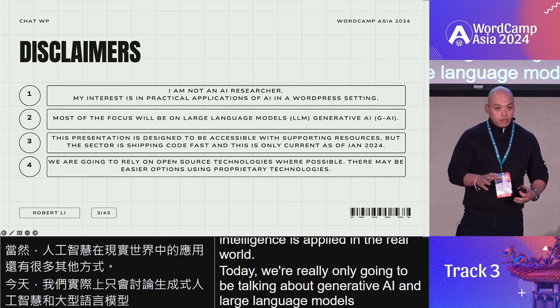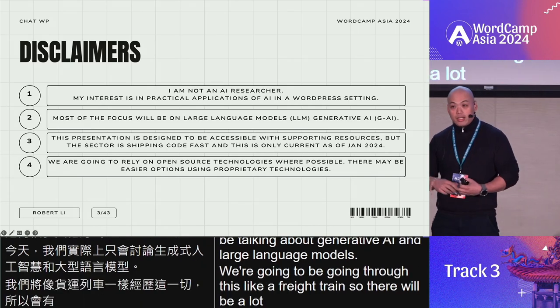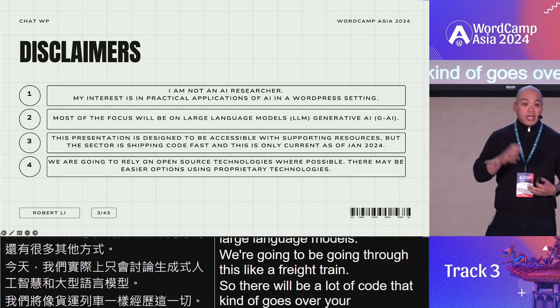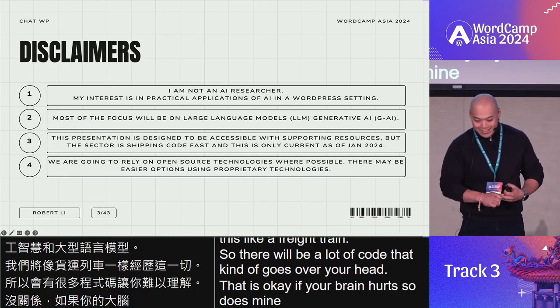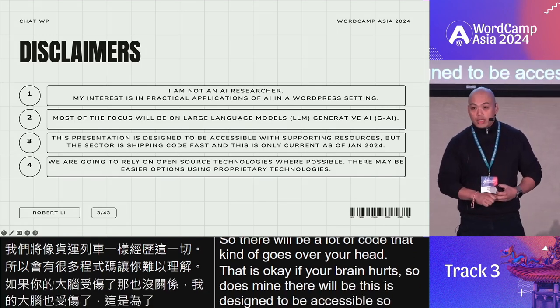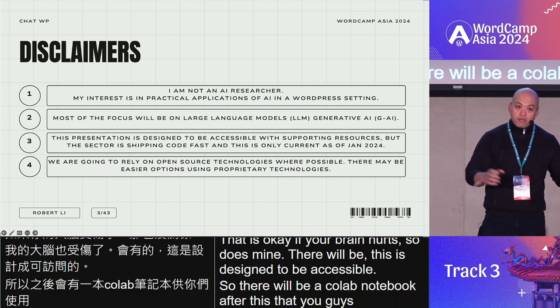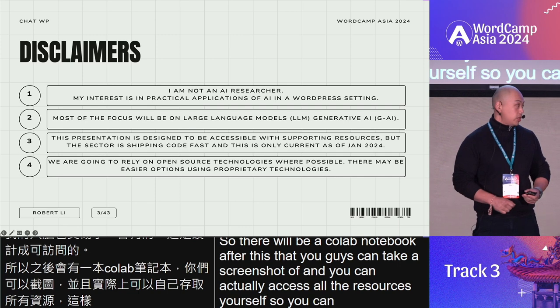We're going to be going through this like a freight train, so there will be a lot of code that kind of goes over your head. That is okay. If your brain hurts, so does mine. This is designed to be accessible, so there will be a Colab notebook after this that you guys can take a screenshot of, and you can access all the resources yourself, so you can build the same thing that we built here.